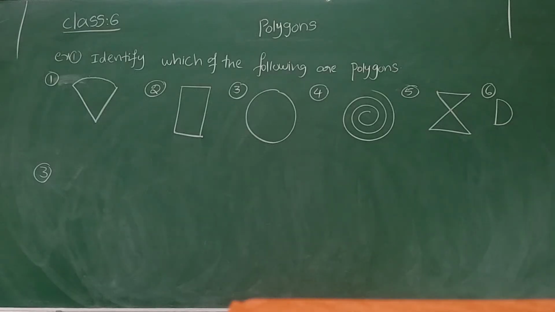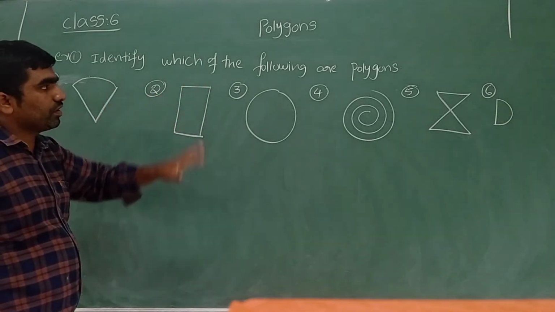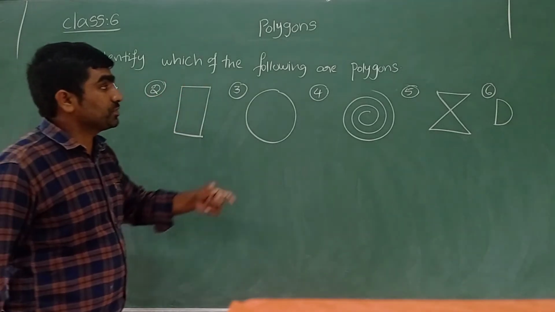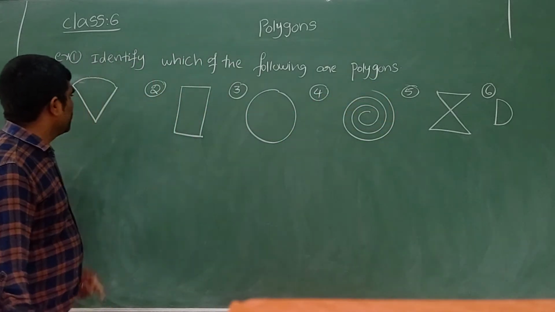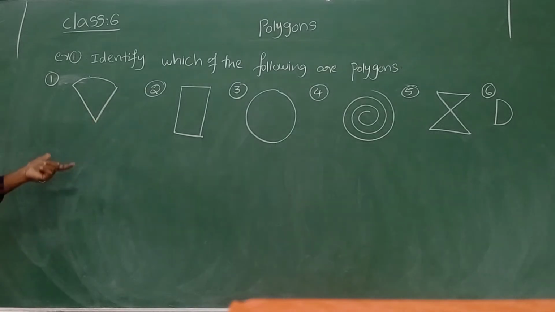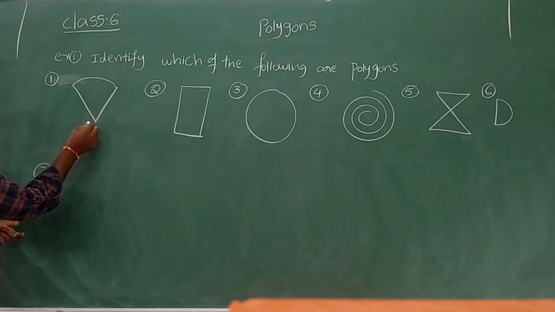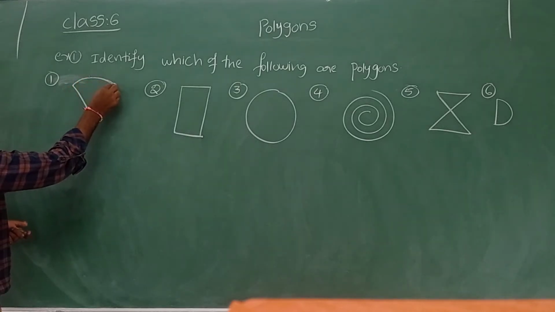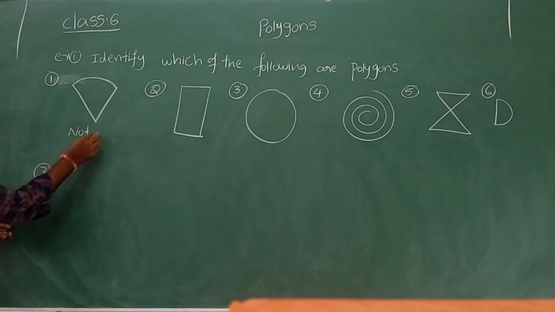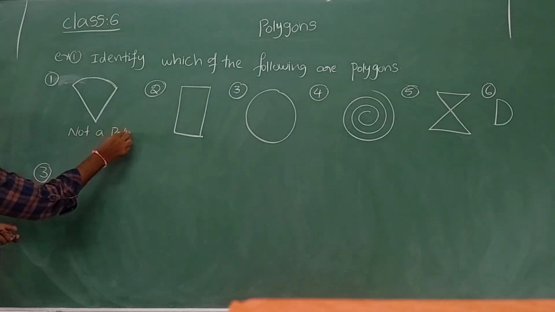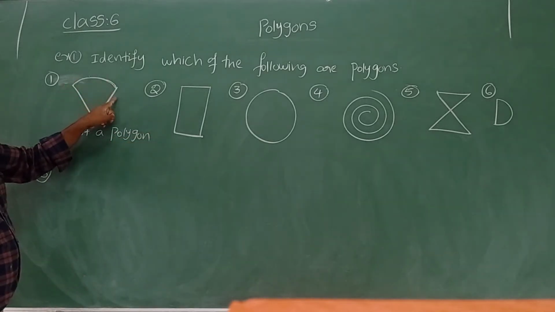Yes, here you can see some polygon figures. Identify which of the following are polygons. As we all know, what is meant by polygon? A simple closed figure bounded by line segments. Is it a polygon? It is a closed figure. Yes, we can see one line segment, two line segments, but this is not a line segment. It is in a curved shape. It is not a polygon. A polygon is bounded by only line segments. Here a curved line is also there. It is not a polygon.